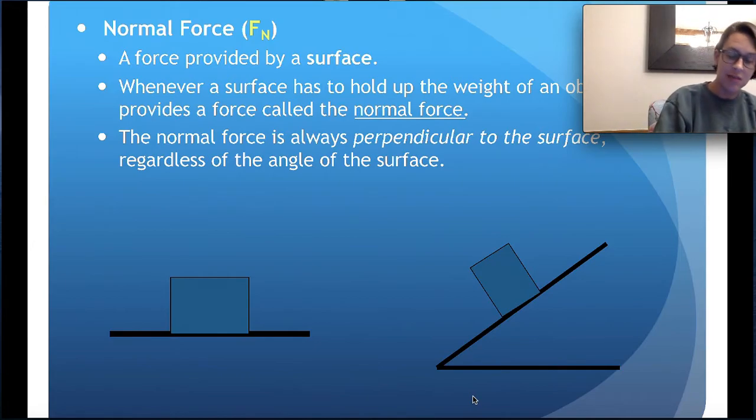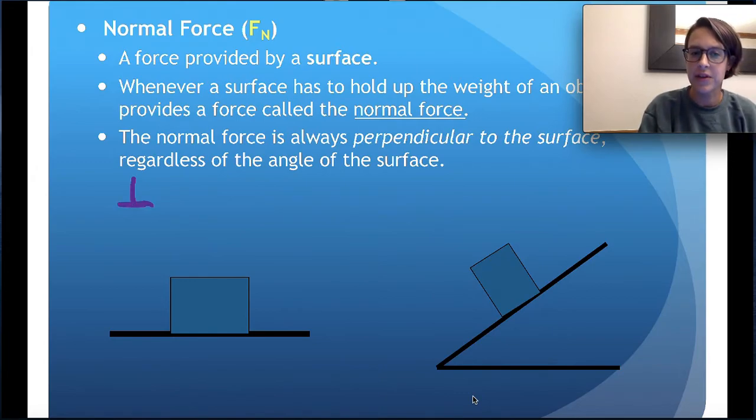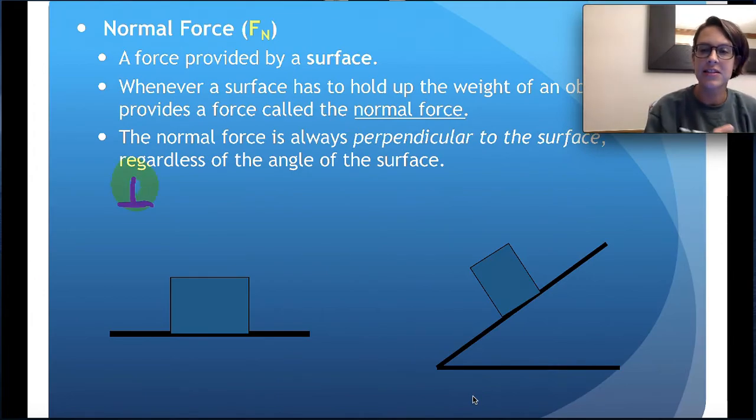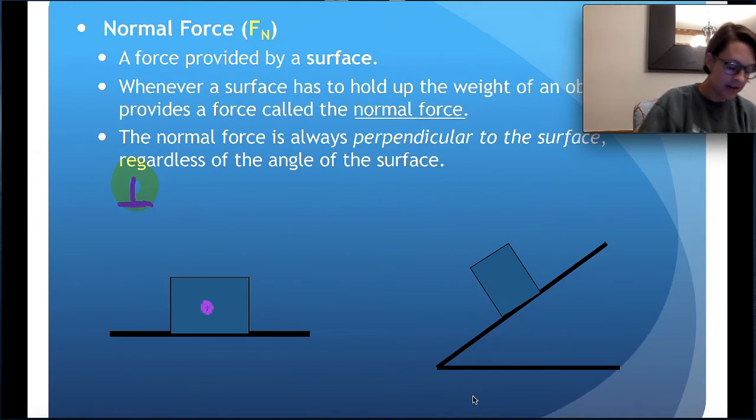So the name actually comes from a math term. If you think about the symbol for perpendicular in math, it kind of looks like this little upside down T. And this line right here is the normal line, is perpendicular to the horizontal. Okay? So when you draw a normal force, it needs to be perpendicular to the surface. So in our first example, we have a box sitting on a flat surface, and so perpendicular to that would be our normal force, and it's pointed up.